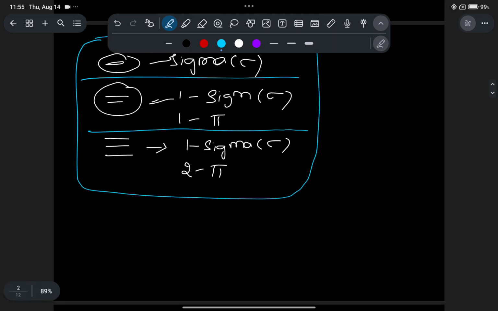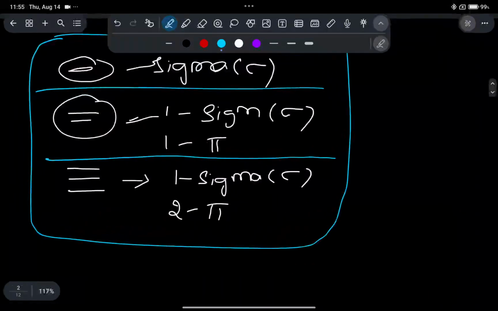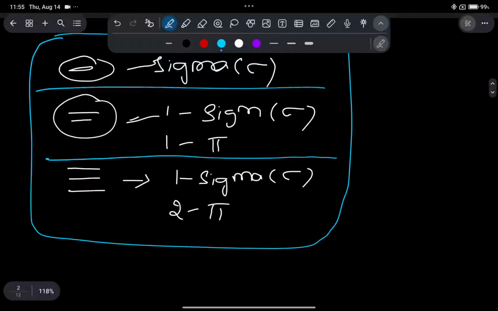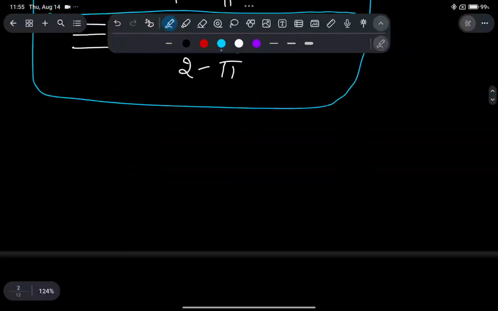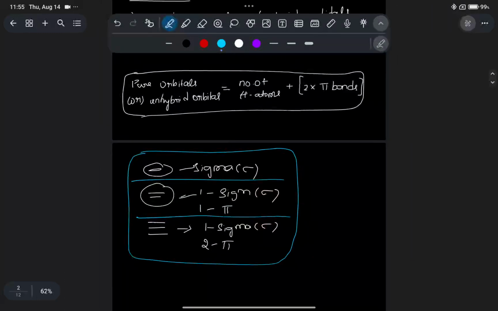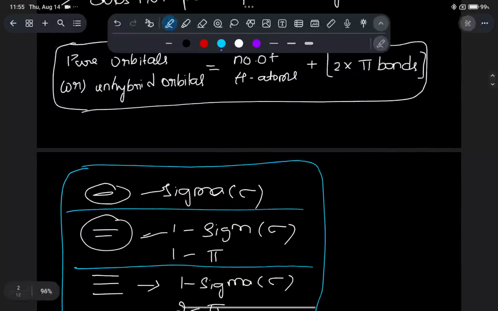By looking at the organic compound structure, you will see how many sigma bonds and how many pi bonds there are. If there is a single bond, it has only one sigma bond. If there is a double bond, it has one sigma bond and one pi bond. If there is a triple bond, there is one sigma bond and two pi bonds. This way you can calculate the number of pi bonds. Then you put the number of pi bonds into this formula, and you will get the number of pure orbitals.